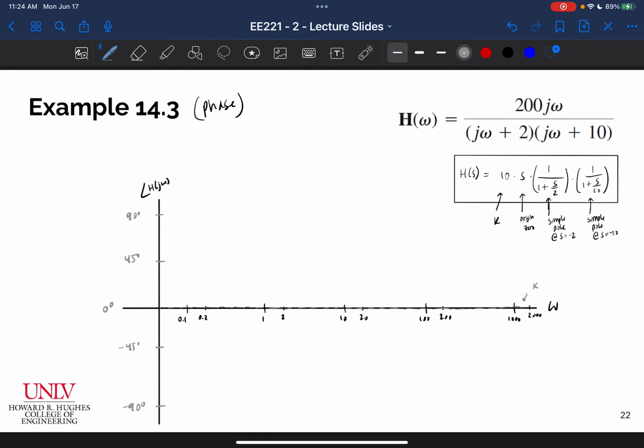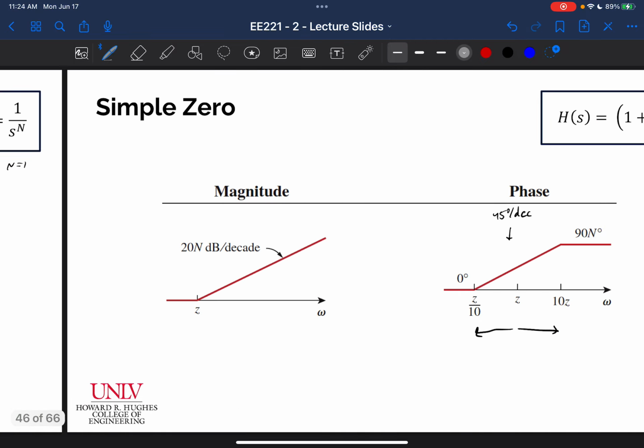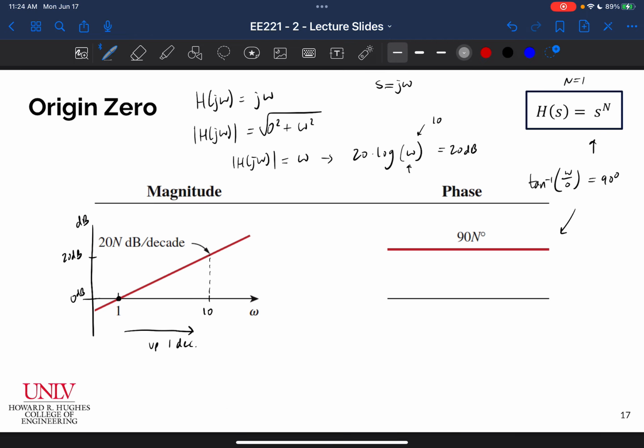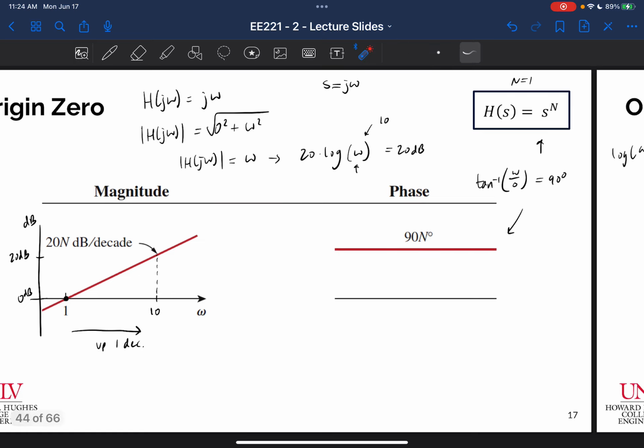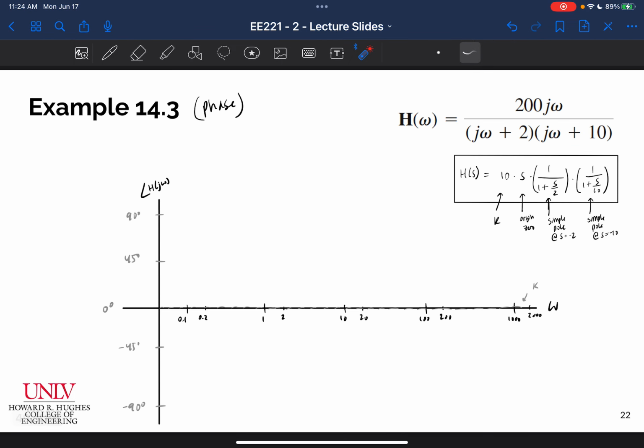Okay, so how about an origin 0? Let's go look at what the origin 0 has to say about the phase. An origin 0, for us, again, n was 1 in this example. It's just a flat 90 degrees response, right at 90 degrees. So let's go back to our plot here, and we're going to sketch a straight line right across the top at 90 degrees. And that's going to be the contributions from our origin 0, right? Okay, we're halfway done. We need to do these next two, which are the simple pole at s equals minus 2 and the simple pole at s equals minus 10.